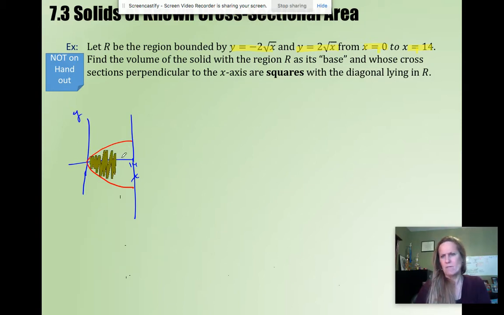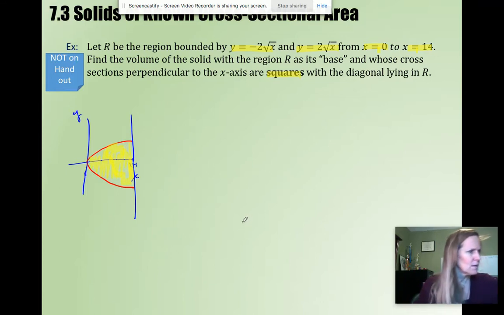Imagine taking your Play-Doh, fill in your base. I am using squares this time. This is more like a rectangle, but you get it. A square, but the diagonal of the square is laying in the Play-Doh.